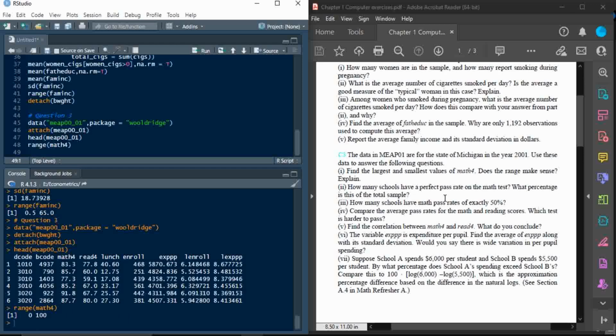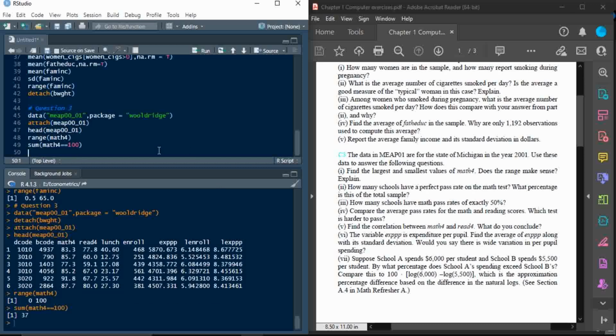How many schools have a perfect pass rate on the math test? What percentage is this of the total sample? So for this we can use the sum function. Now we have to apply a condition of 100. See, the second part says how many schools have a perfect pass rate on the math test. So 37 schools have a perfect pass rate on the math test. And what percentage is this of the total sample?